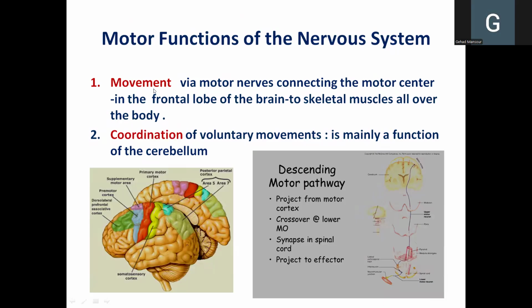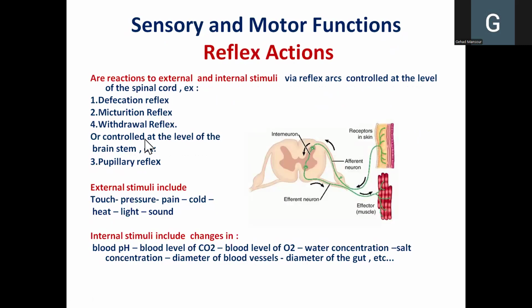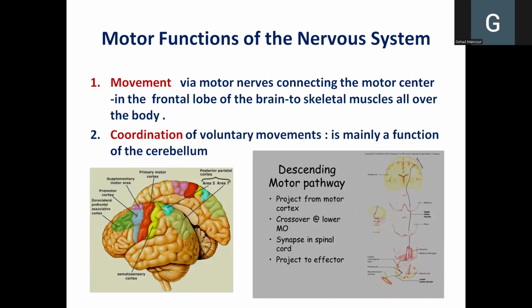The first one is to give an order to a muscle to move. The second one is the coordination of the voluntary muscles together. And the third one is the efferent pathway of the reflex action. So if you're ever asked about the motor functions of the nervous system in general, first of all, they're responsible for giving orders to the muscles to move. And this is done through descending motor nerves that connect the motor center in the frontal lobe of the brain to the skeletal muscles everywhere in the body. And this is what we called before the upper motor neurons.